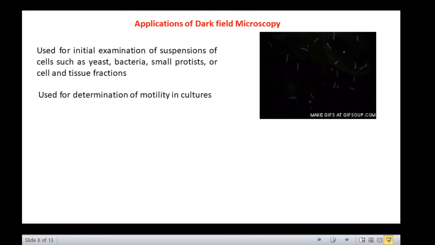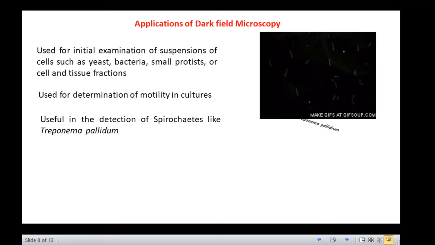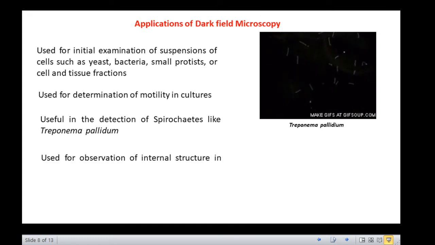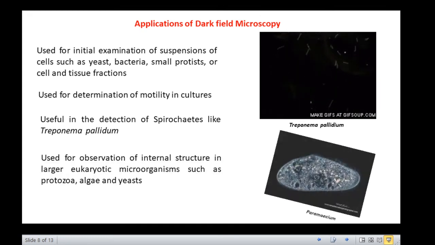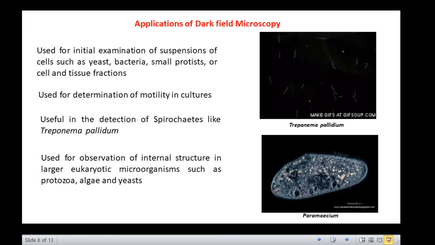Dark field examination is particularly useful in the detection of spirochetes like Treponema pallidum in the early diagnosis of syphilis. Spirochetes cannot be seen by light microscopy because of their very thin dimensions. Dark field microscopy is also used for observation of internal structure in large eukaryotic microorganisms such as algae or yeasts.